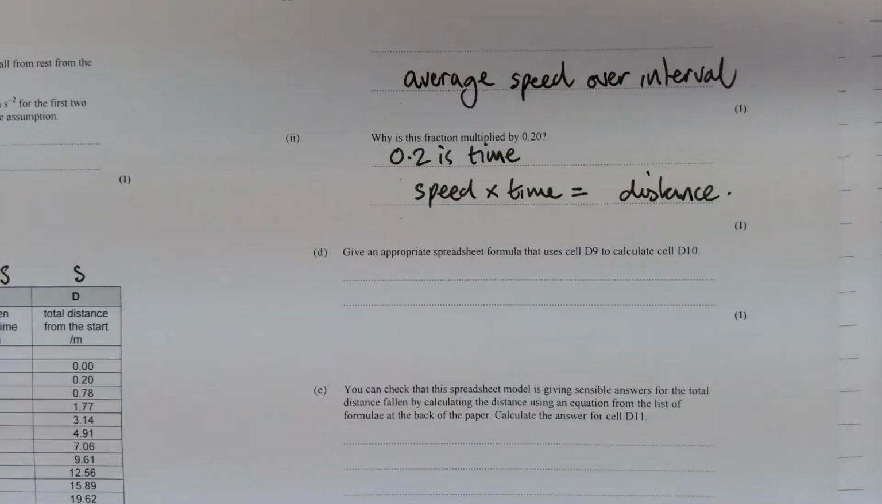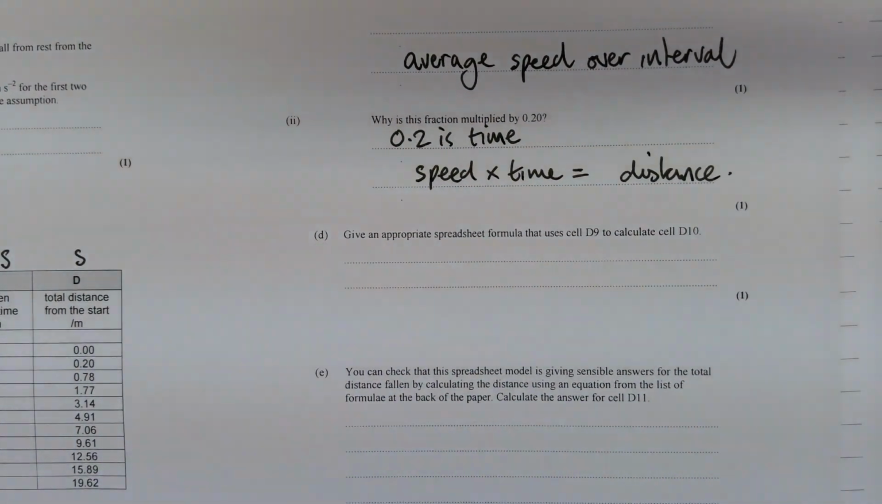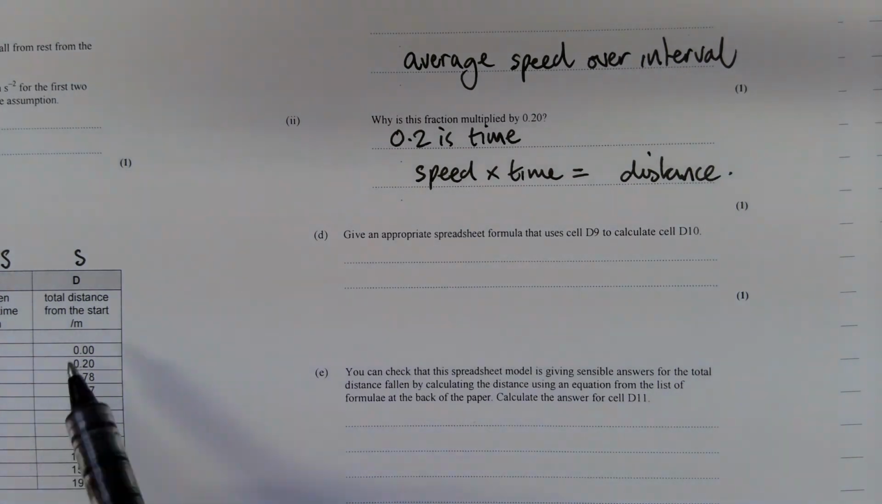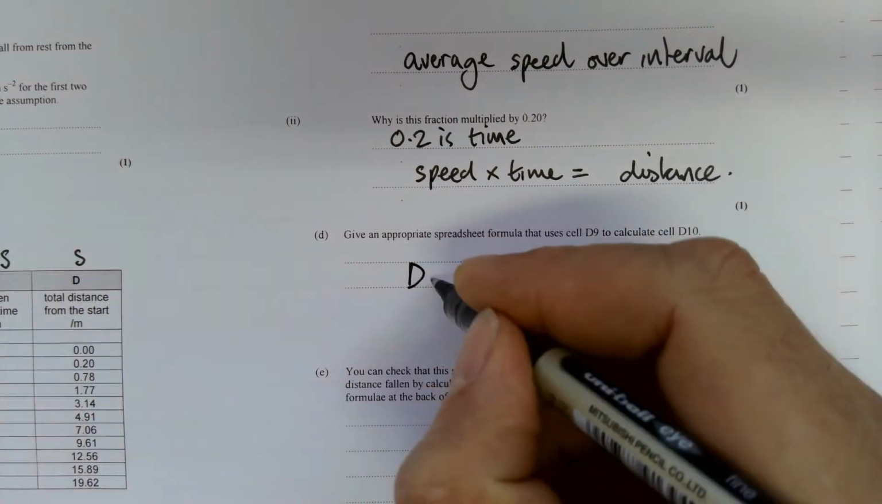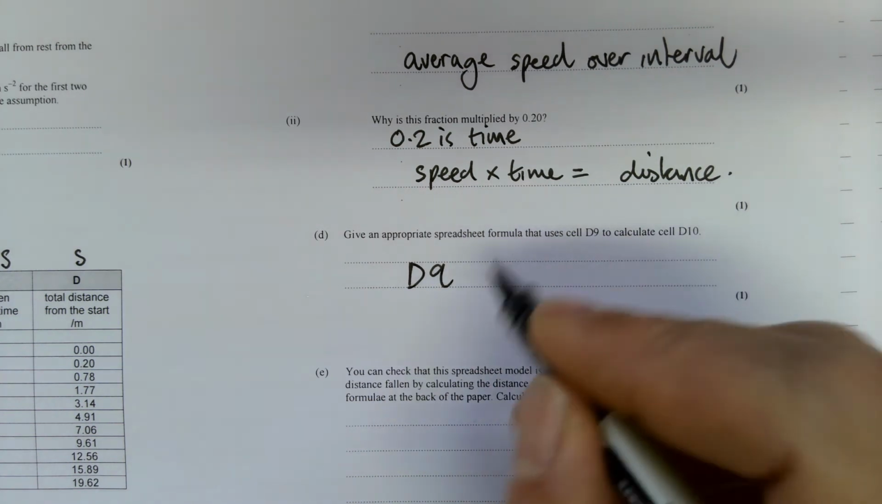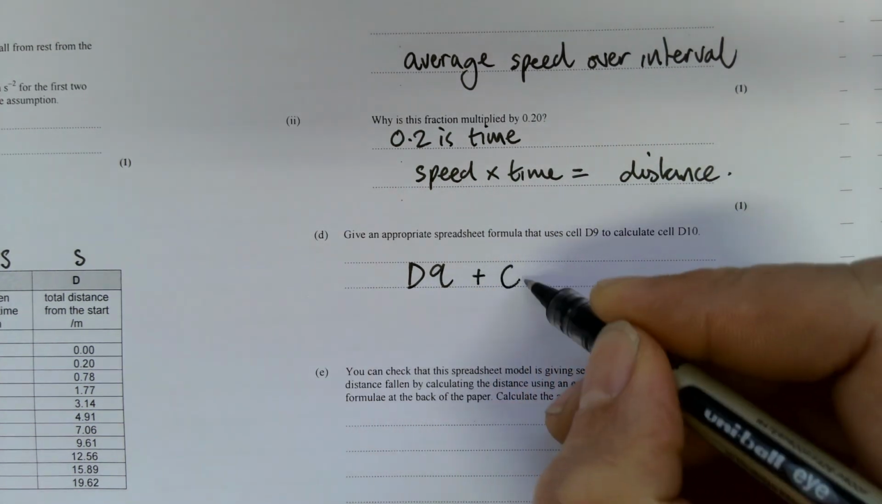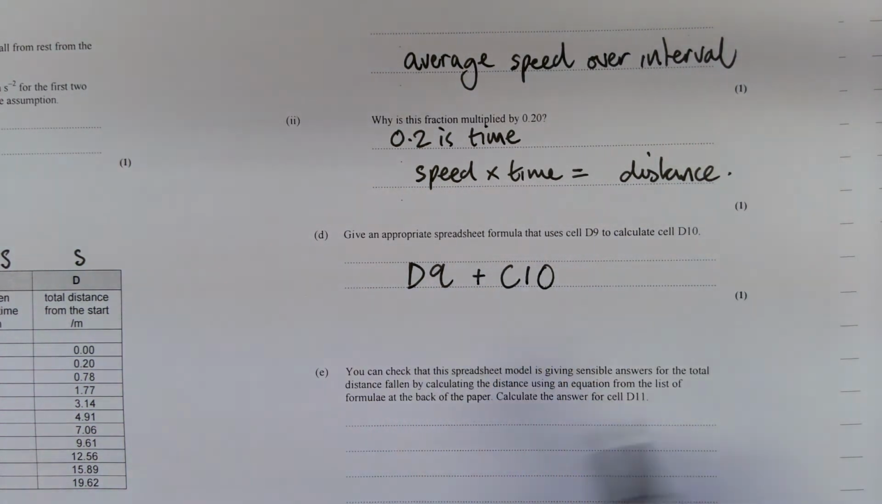And then it says, give us an appropriate spreadsheet formula that uses cell D9 to calculate cell D10. So D9 is the total distance from the start. So D10 will also be the total distance 0.2 seconds later. So you add together D9 and C10, the distance fallen in the next 0.2 seconds. And that's your formula.